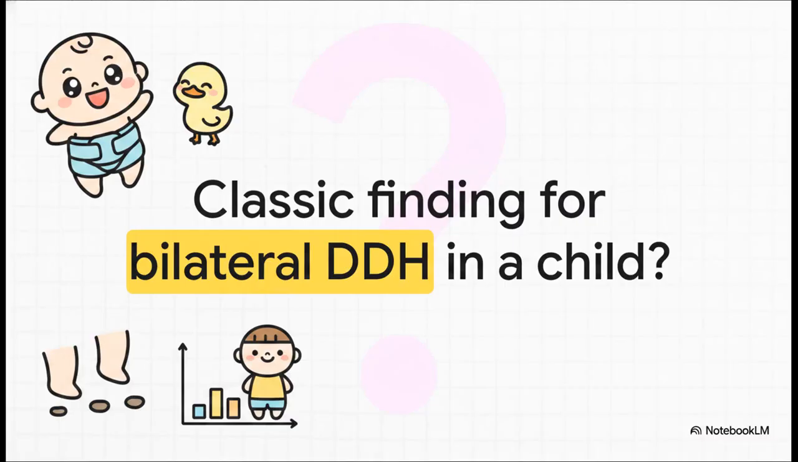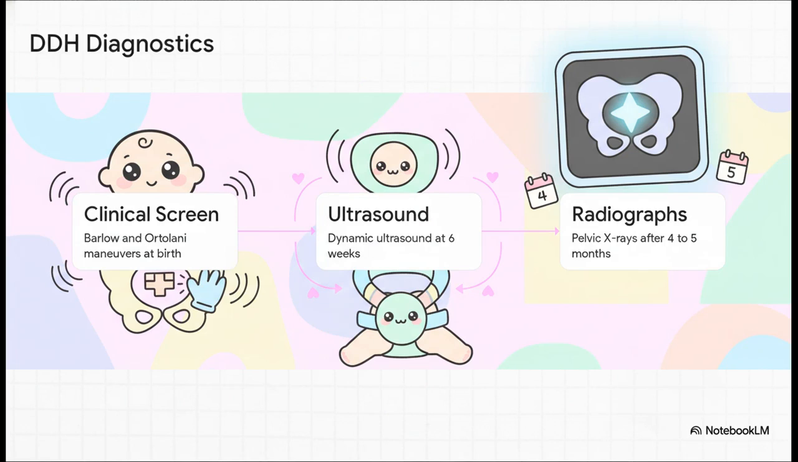A child diagnosed with bilateral developmental dysplasia of the hip, or DDH, will classically present with which finding? Would it be short stature, an inability to squat, a waddling gait, or a total inability to walk? They're going to present with a waddling gait, and the reason is fascinating. The bilateral instability completely disrupts the normal lever arm function of the gluteal muscles on both sides, which forces the child to constantly shift their torso side to side just to maintain balance.